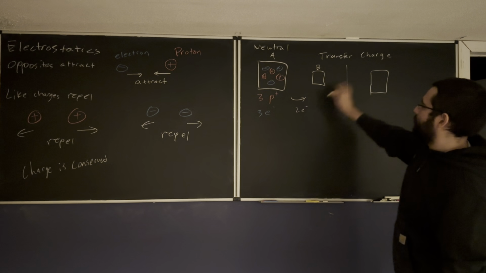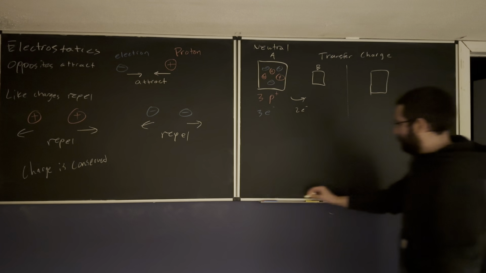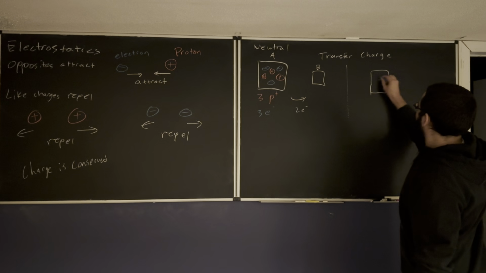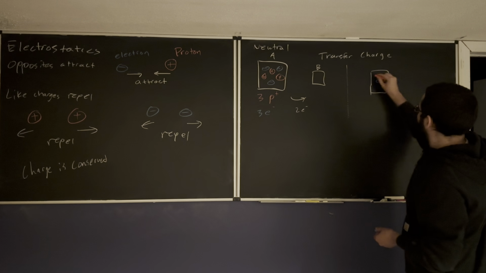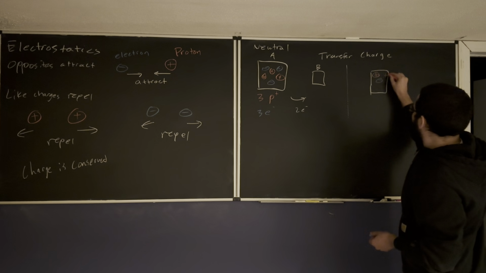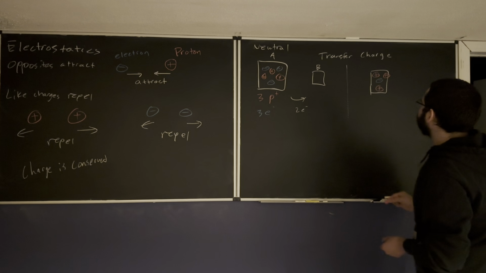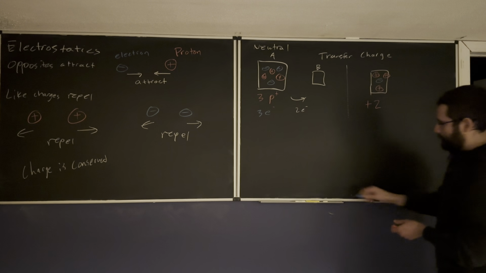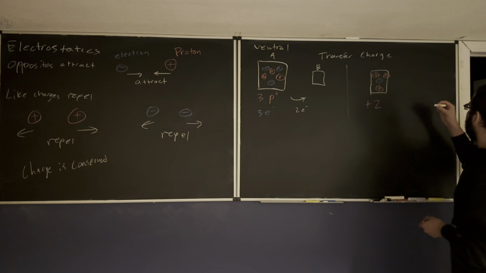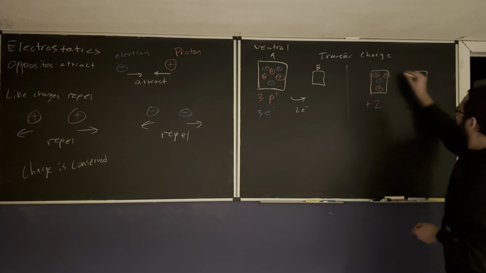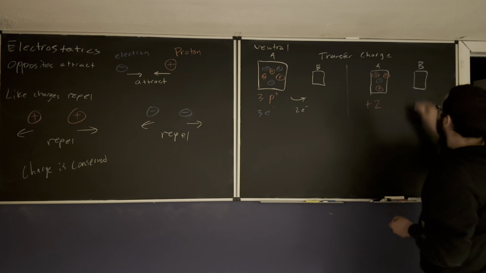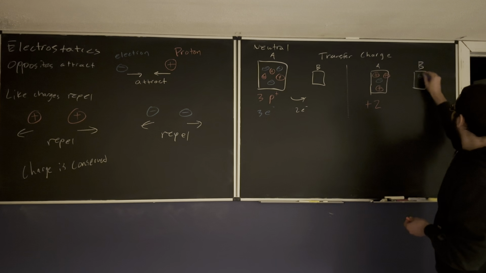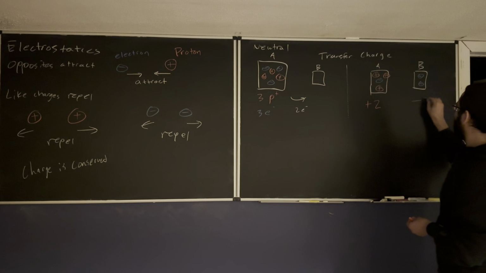Now 2 electrons are going to move from A to B. If that happens, A is only going to have 1 electron, and it's still going to have its 3 protons: 1, 2, 3. So the net charge of object A is going to be positive 2, because it lost 2 electrons, and those 2 electrons went into object B. Again, this is object A, this is object B, and B took those 2 electrons. So here we have 2 electrons, and it's going to have a charge of negative 2.